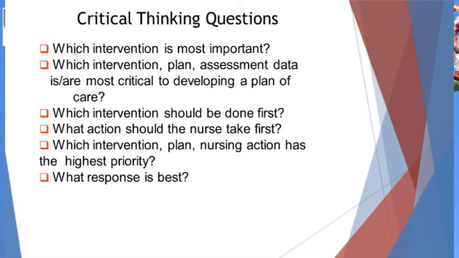So when you're thinking about plausibility and highly discriminating, here are a couple of questions. Which intervention is most important? Or which assessment data is more critical? Which one should be done first, or which action should the nurse do first? Which one has the highest priority, or which response is the best? Those are hard for students to answer, but every time we write a test question with those kinds of highly discriminating key words, it will make our question more challenging and more critical thinking for the student, which is going to help them pass the NCLEX.